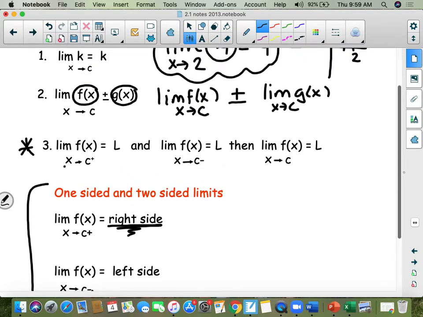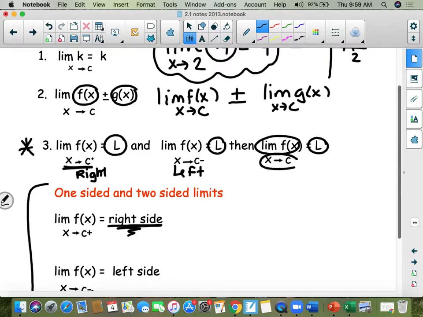And here's the most important rule for a limit. If you're approaching x from the right, which is a plus, and you get an L, and you're approaching it from the left, and you also have an L, then the limit of f of x has to equal L from both sides. So I'll do some more examples for you. And here comes the next one.